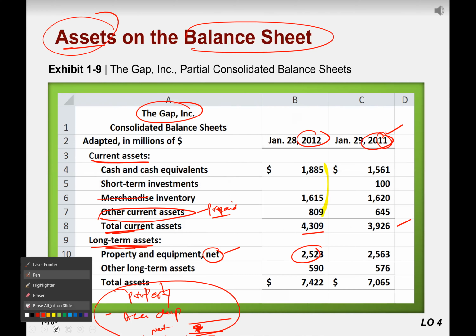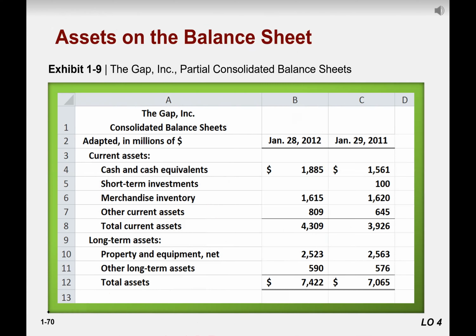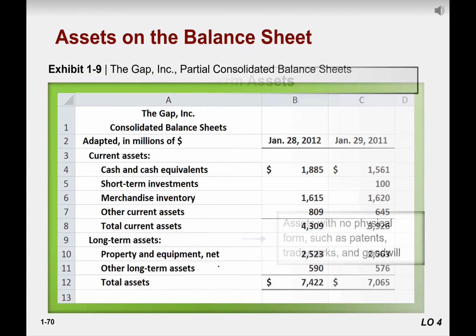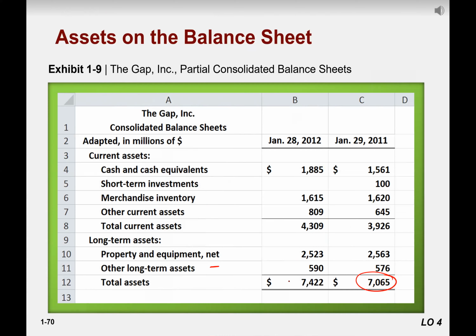Where is the accumulated depreciation? Because it is already included here, and other long-term assets, right? So you see, the assets have increased in value. Now my question is, good or bad?